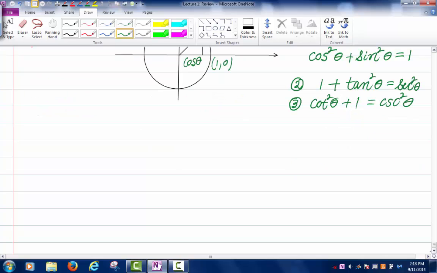What else? 4. You must have seen the double angle formulas. I'm not going to justify any of these identities. So these are the sum and difference formulas for cosine. So what is cosine of A minus B? Anyone remembers?